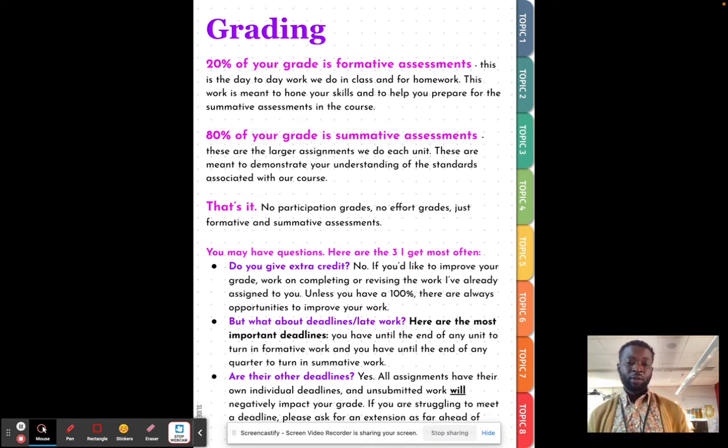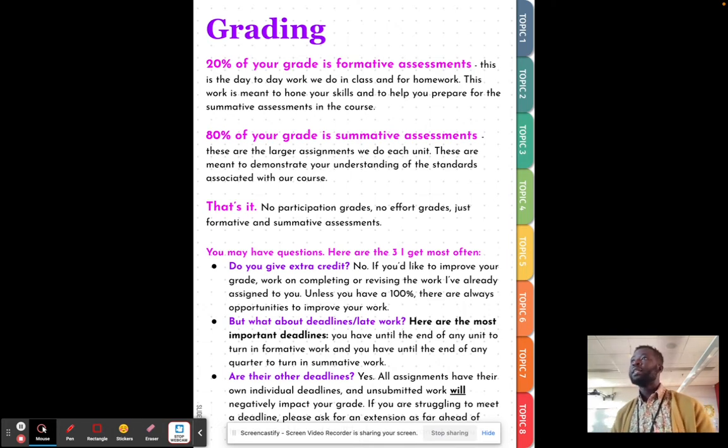And then 80% of their grade is summative assessments. So these are the big assignments I give them that are meant to test their skills. These are the weekly write-ups. These are also grades that they get on their progress on their year-long project. I don't give extra credit.